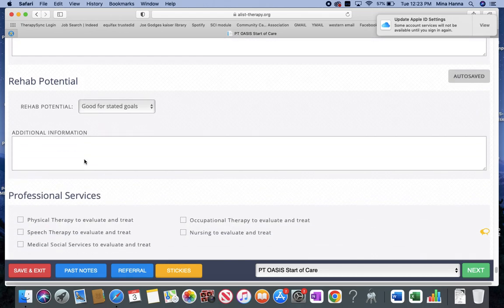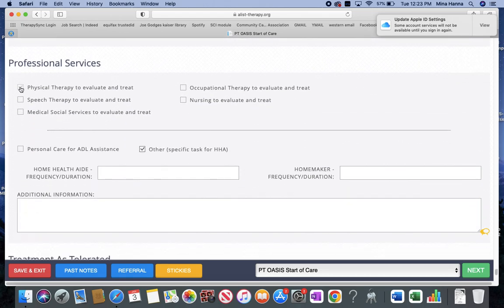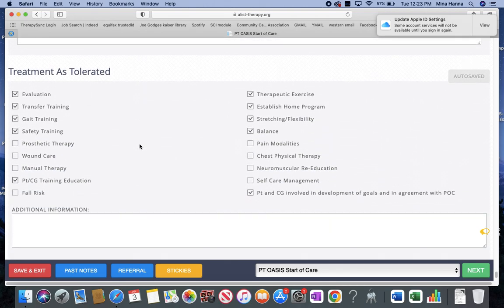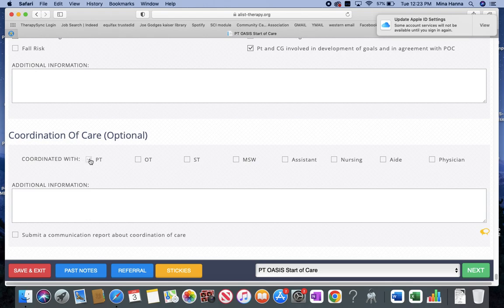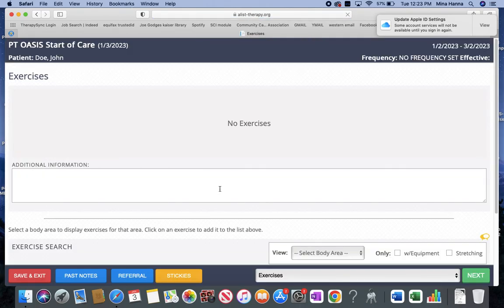Assessment, you can just write it here, blank, good. Physical therapy is what we're doing here, so we move this. We already did this earlier, so it's pre-populated. If you want to coordinate with someone, you can put the PT as a PTA, and then you move forward. You go next. This is when you type in your exercises.